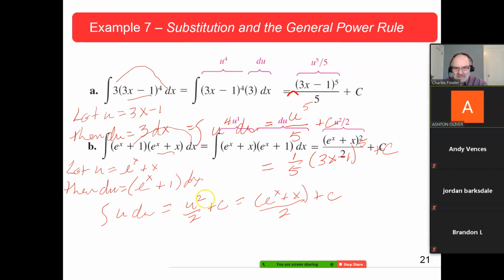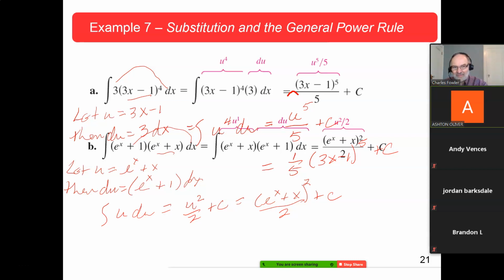Okay, well, I left off the 2, didn't I? Okay, there it is. e to the x plus x squared over 2, and that's exactly what they got, plus c. There's their answer. It's pretty straightforward. Any questions on that?